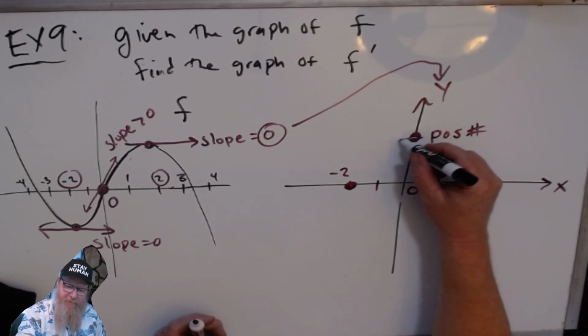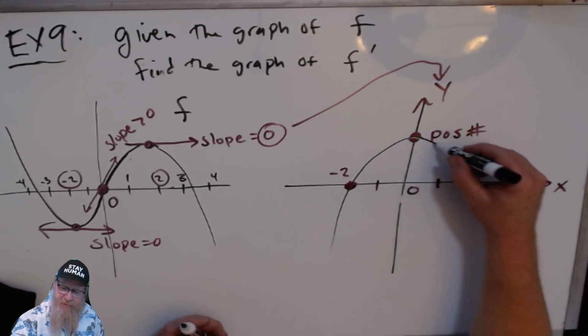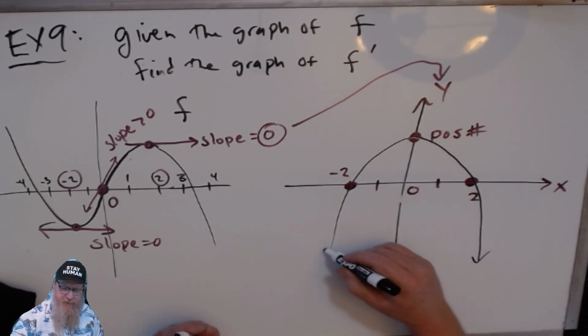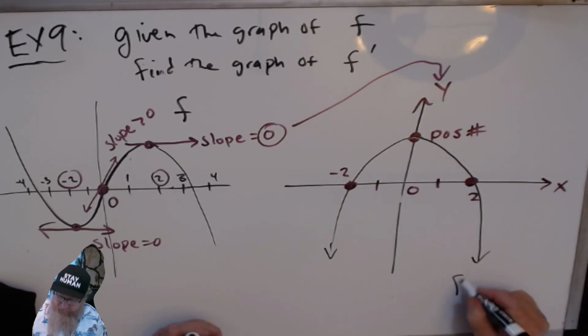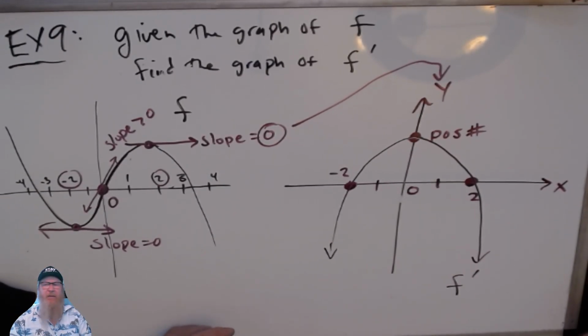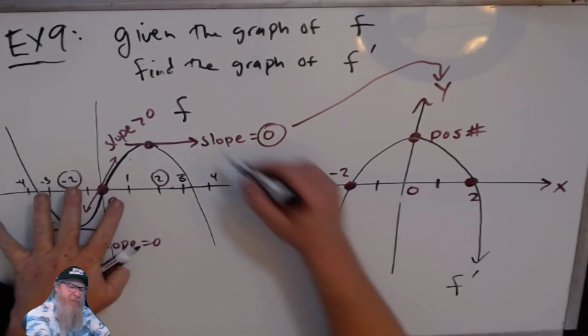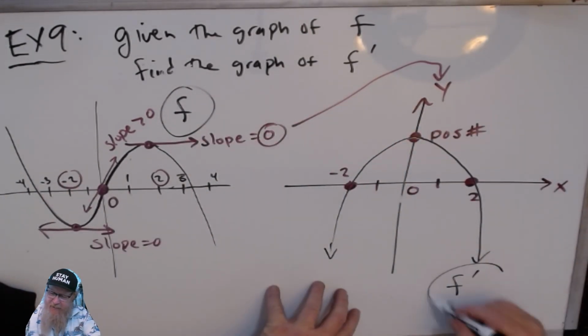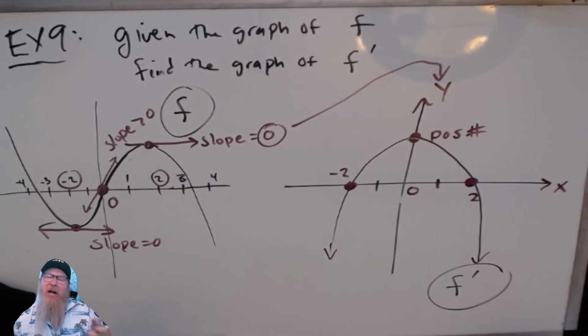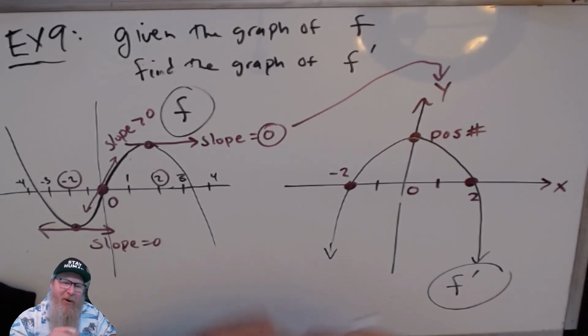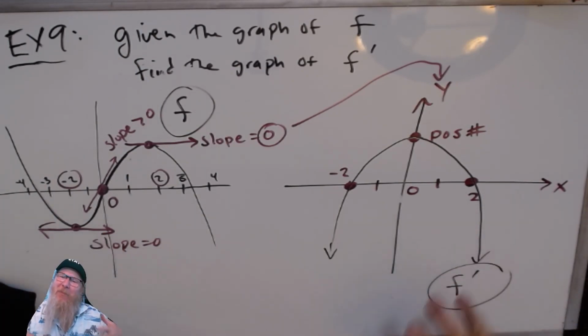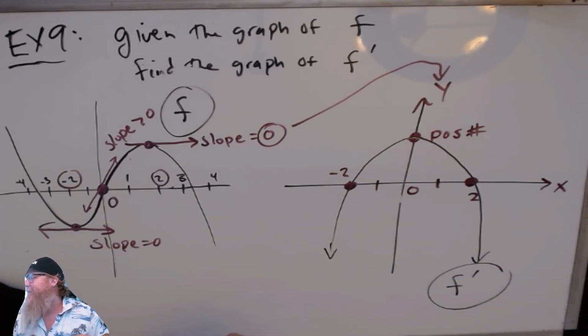So the graph of F looks like this, or the graph of F prime. So this is the original F, that's the function, and this is the graph of its derivative. I think you might be seeing a distinct pattern, right? And that's kind of what I'm leaning towards in the end of this lecture here.